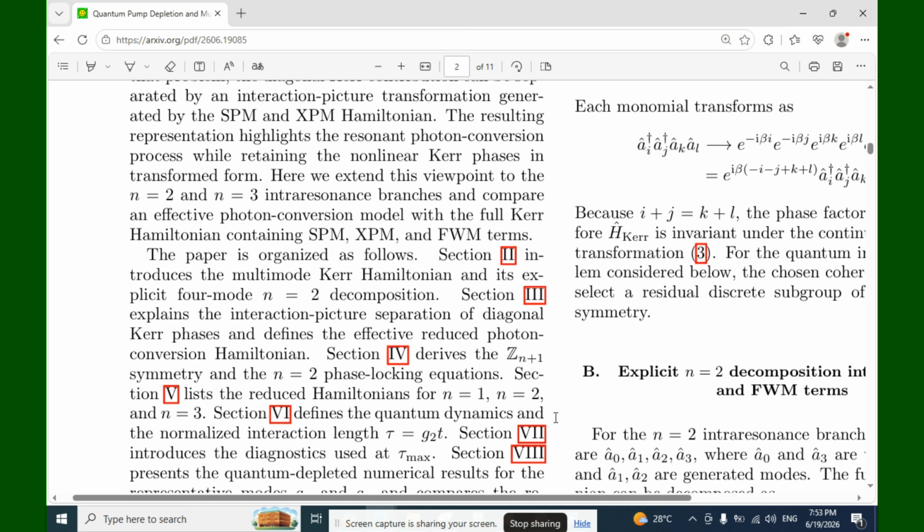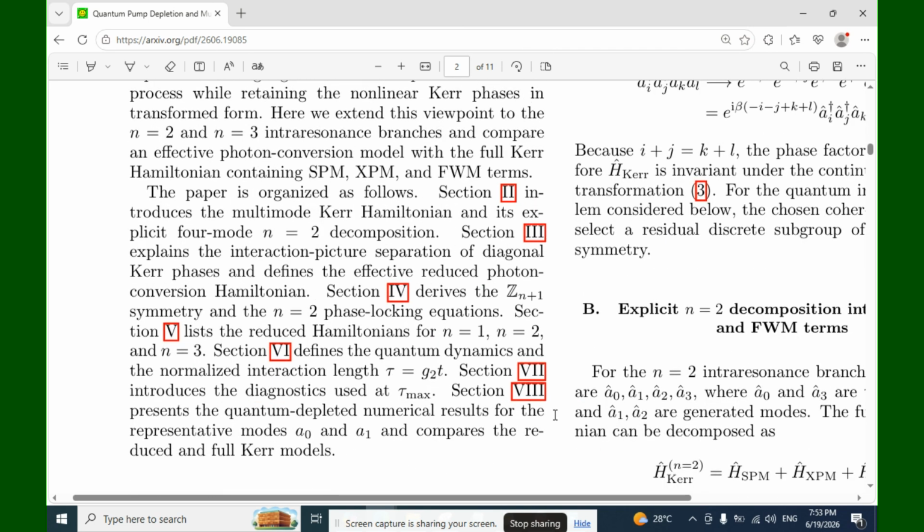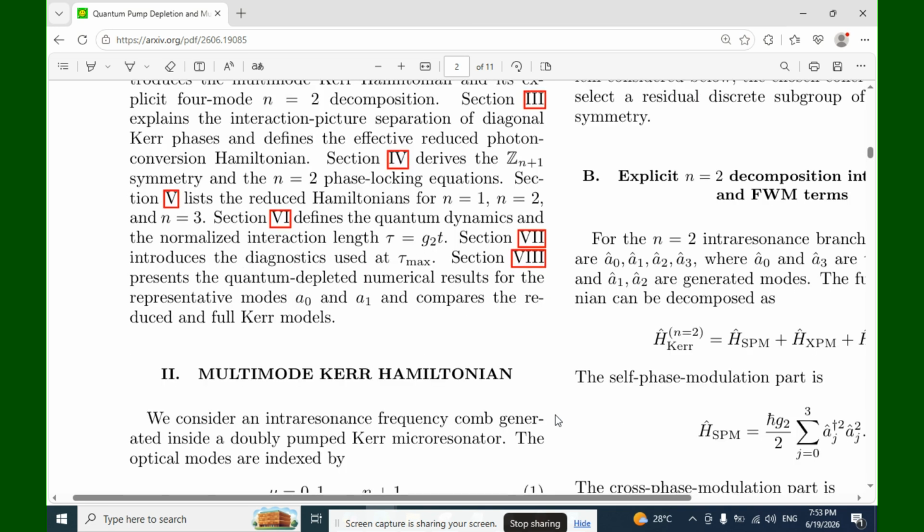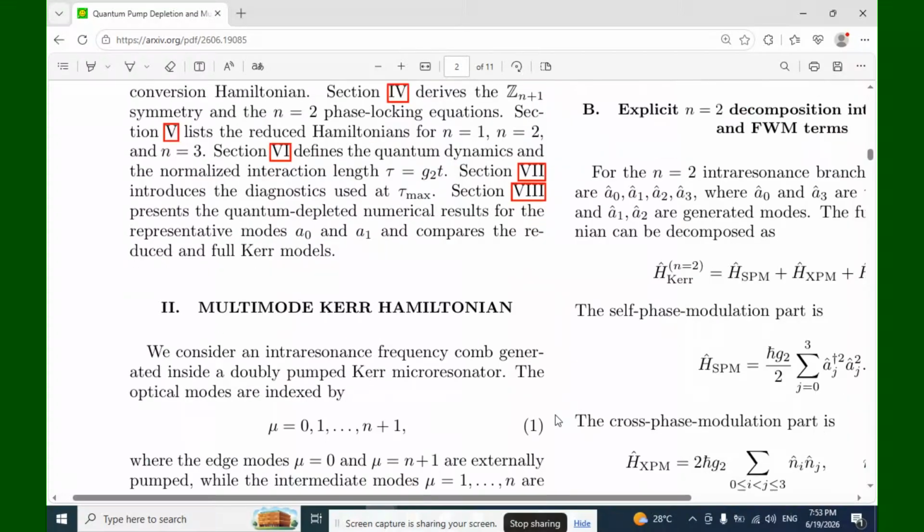Section 7 introduces the diagnostics, such as tau max. Section 8 presents the quantum pump-depleted numerical results for the representative modes alpha 0 and alpha 1 and compares the reduced and full Kerr models. Now I want to go through the multimode Kerr Hamiltonian.